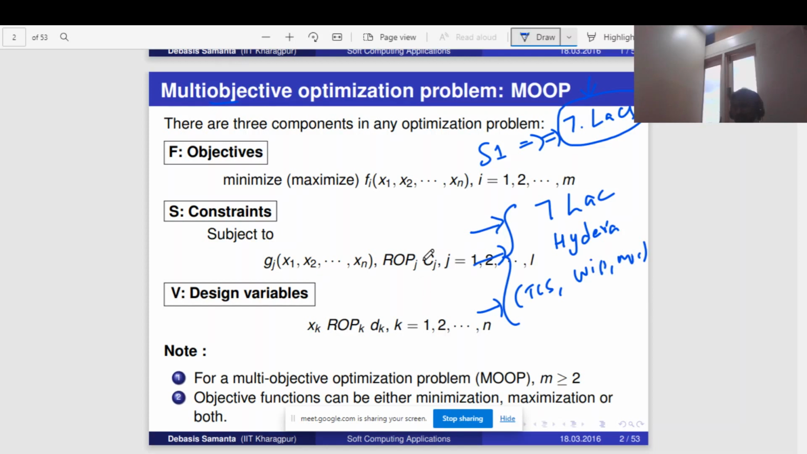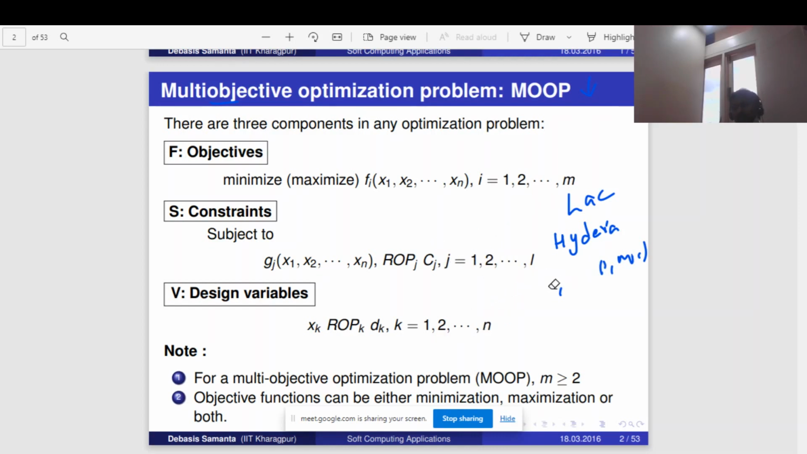In real time, most of the problems are multi-objective optimization problems. You will hardly find a single objective optimization problem. So how to solve those problems is what we are going to discuss. In this lecture, we'll just discuss a brief intro to multi-objective optimization problems.